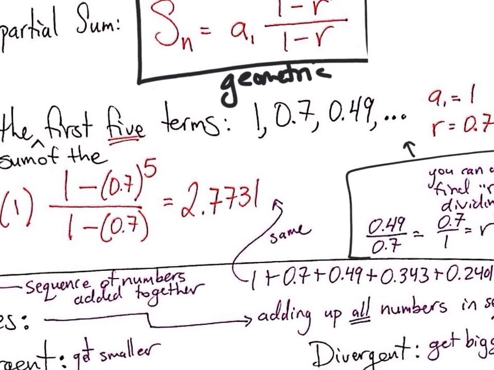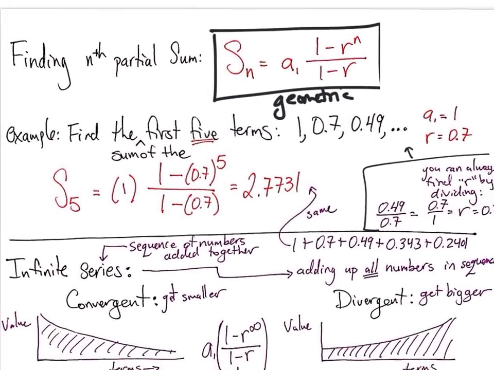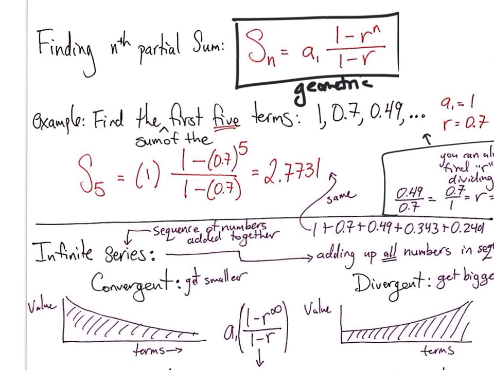Okay, so finding the sum of the first 5 terms. We first determine that a sub 1, the value of the first term, is 1, and then the thing we multiply by, the common ratio, is 0.7. So we have 1 as the value of our first term, our common ratio is 0.7, and so we're substituting it in here. Notice how I called this S sub 5, meaning the sum of the first 5 terms. n is 5, that is the number of terms, and we get 2.7731.